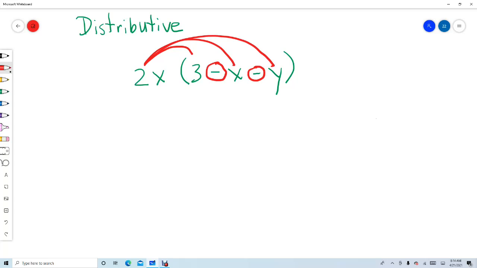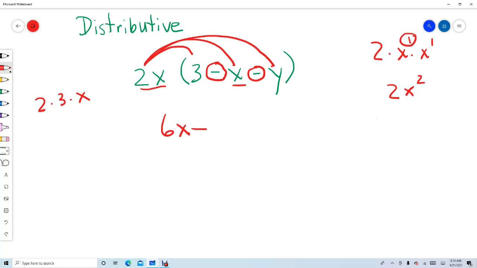2x times 3 is the same as 2 times 3 times x, and that's 6x. Drop down my subtraction sign. 2x times x is 2 times x times x. These are understood to be 1 each, so that becomes 2x squared because I add these. Right, so that's my second term, 2x squared. I'm going to drop down that negative sign there, that subtraction sign, sorry.